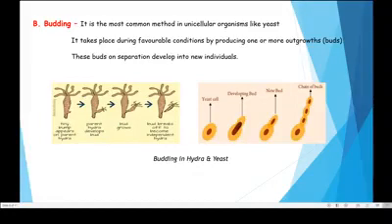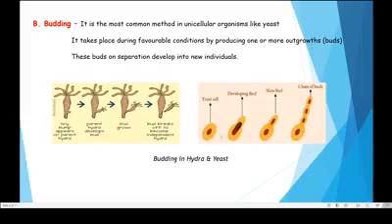In this cell division, one cell divides into two cells, and this division is called binary fission. Binary fission is observed in organisms like amoeba, paramecium or bacteria. What you can see here is called budding. Budding takes place generally during favorable conditions by producing one or more outgrowths.